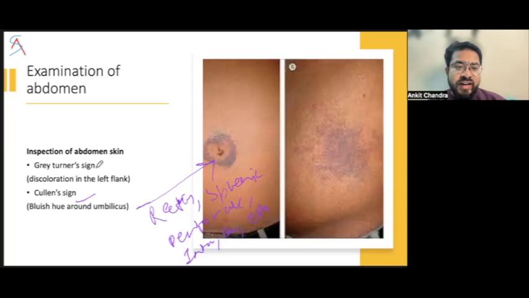This is your Grey Turner sign, which is discoloration of the left flank. So, discoloration of the left flank.